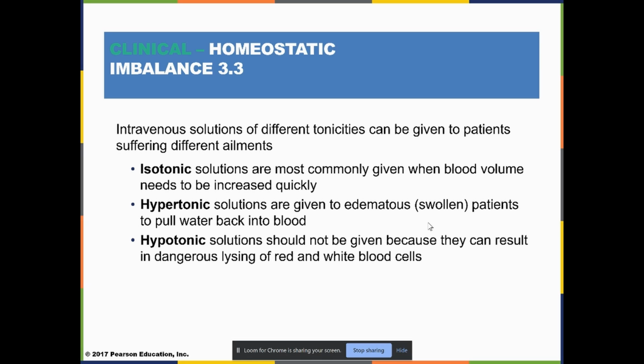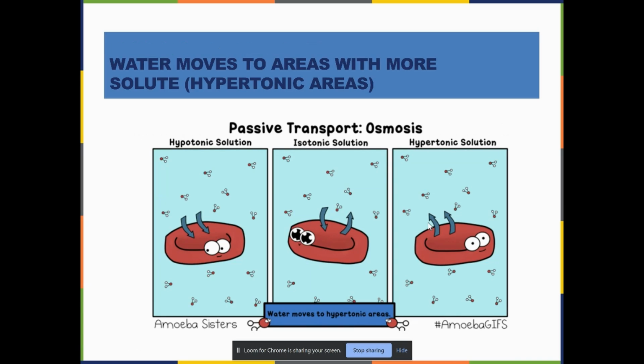We could give a hypertonic solution if someone's become edematous, or if their tissues have been swollen, meaning fluid is moving out of their bloodstream and into tissues. And if we want to pull that fluid back into the blood, back into the bloodstream, we could administer a hypertonic solution into their vascular system. So we can see a clinical application for delivering certain types of intravenous solutions with different osmolalities.